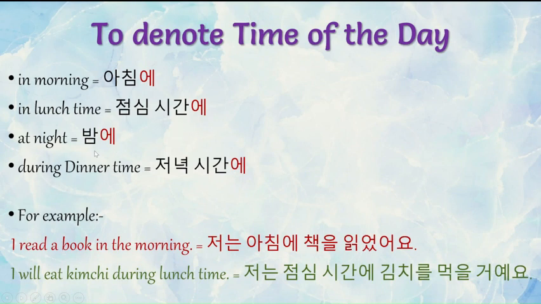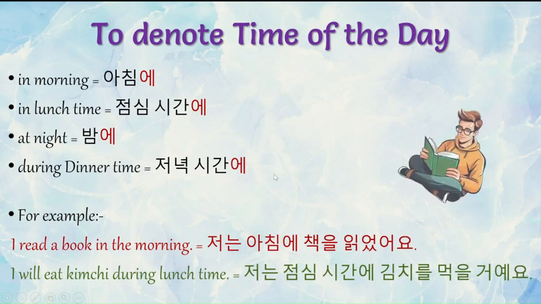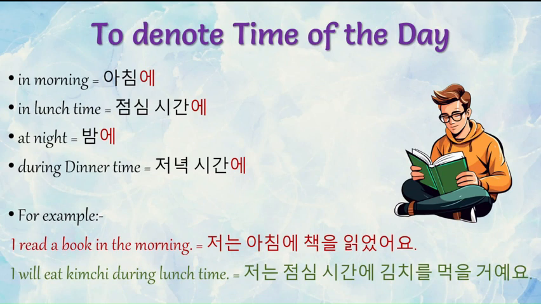At night, night is 밤. So at night, you are going to say 밤에. During dinner time, dinner is 저녁 and time is 시간. So during dinner time is 저녁 시간에. Okay, for example, you have to say I read a book in the morning. 저는 아침에 책을 읽었어요. Okay, here you can see I have attached the particle 에 to 아침 to denote in the morning.